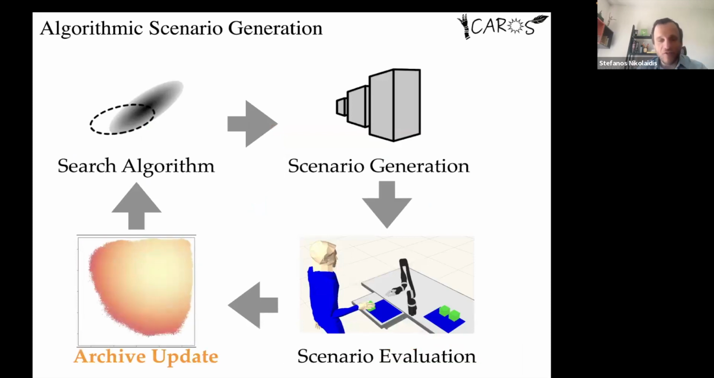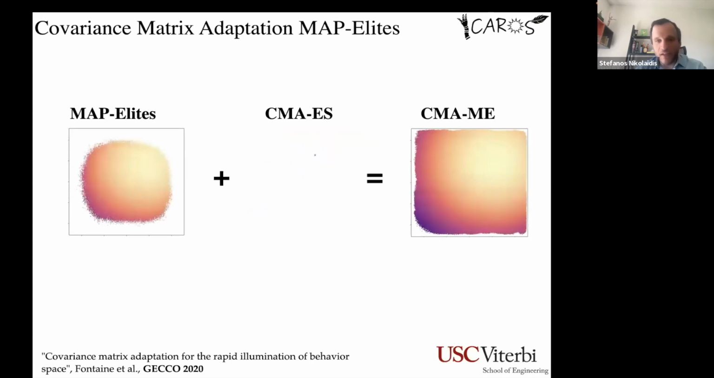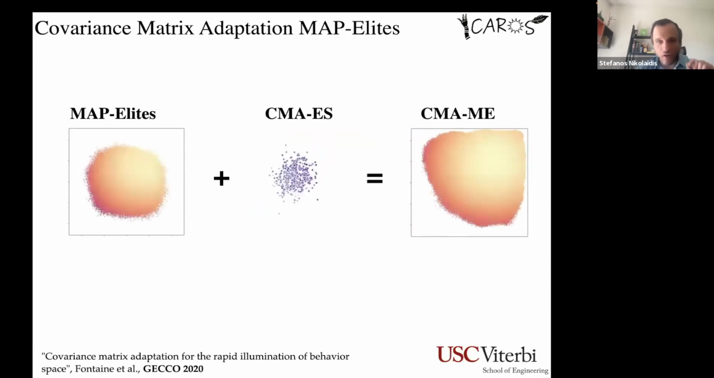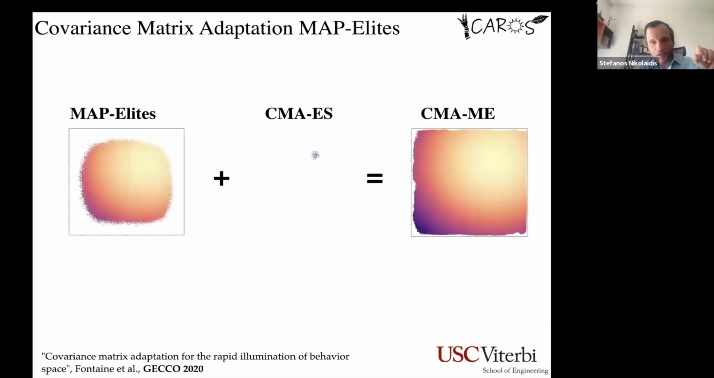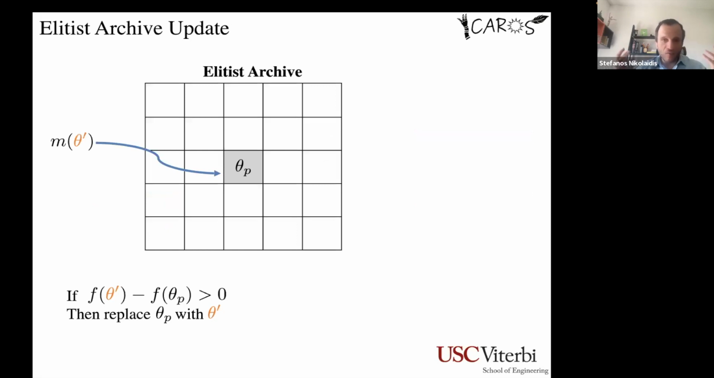The last part of the framework is how we can update the archive. Right now, the way the archive is updated is we use MAP-Elites and combine it with CMA-ES to have the CMA-ME algorithm. Both MAP-Elites and CMA-ME generate solutions that are added to the archive if their quality is higher than existing occupants. So we have this elitist archive update where we generate a new solution, map it through measures to a cell in the archive, and compare the quality of the new solution to the quality of the occupant. If that quality is higher, then we replace the current occupant with the new solution.